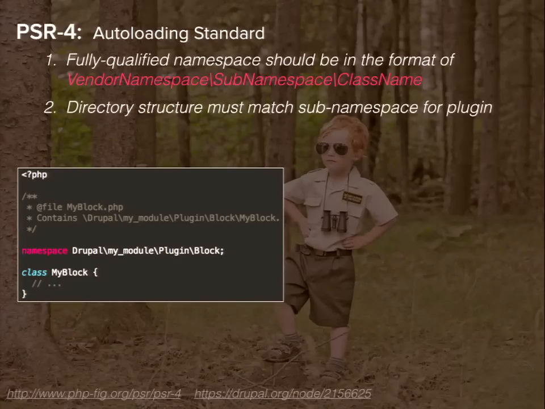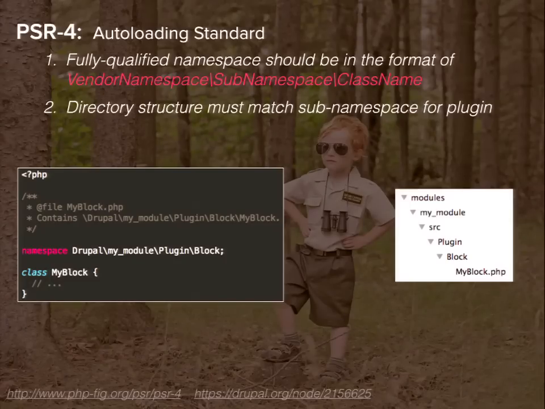So, given this class, how can the autoloader find it? It depends on where you put it. So here is the directory structure that's baked into it. Within your modules directory, your mymodule exists, and you have a src directory. In there, that's where the sub-namespace is mapped to the directory structure. So we have Plugin, Block, and finally MyBlock.php. There are different variants of this, and of course, there's a lot more explanation to this.